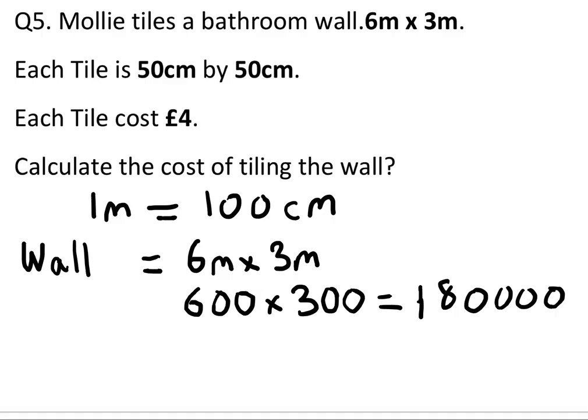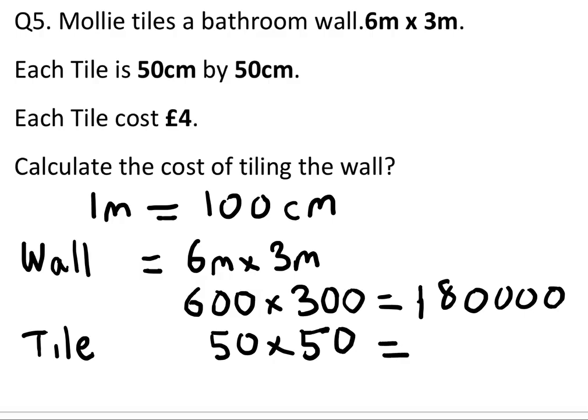So what's the size of the tile? We know that it's 50 times 50. So that equals 2,500. So what we need to do is divide, to see how many tiles are in the wall.